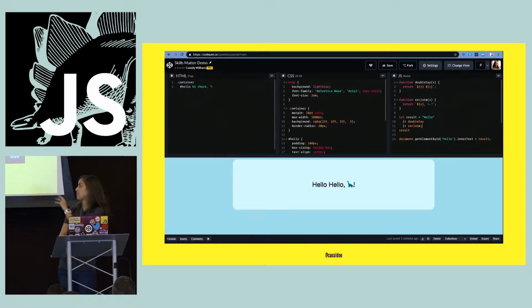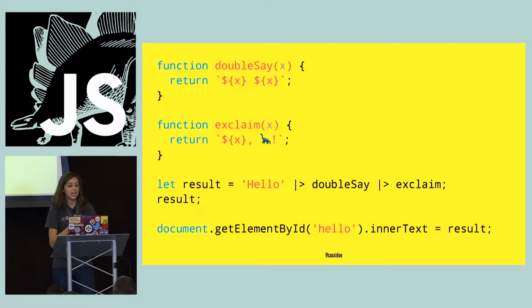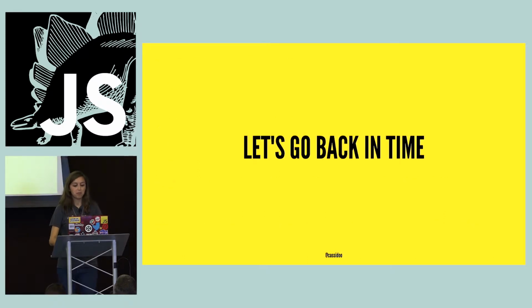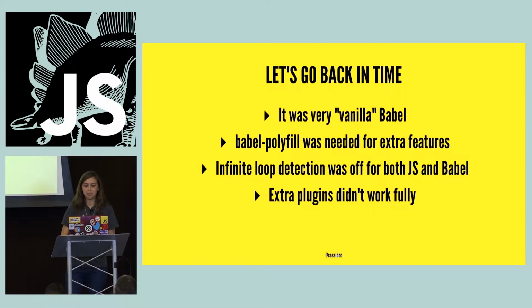And if you can't see very well, I zoomed in. You might be able to see that we have this funky line right here with pipeline operators. That is very recently available, and that's the project I'm going to be talking about today, being able to build really modern JavaScript in the pen editor. So let's go back in time to before this happened.